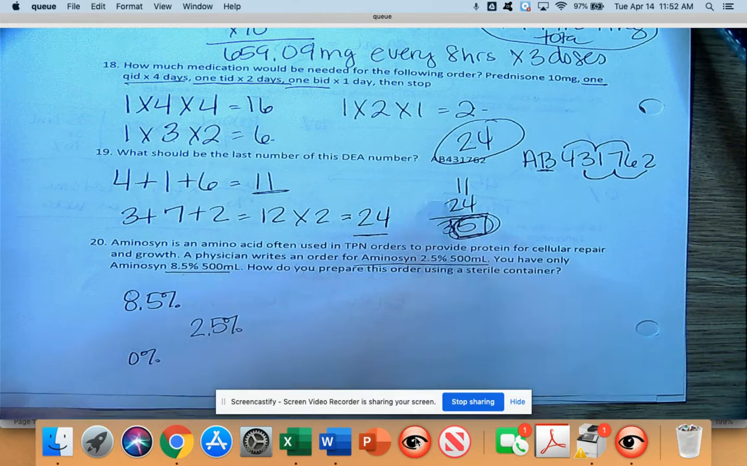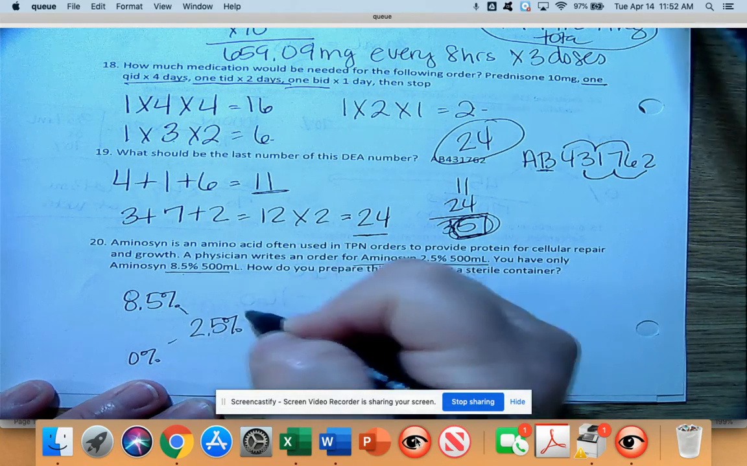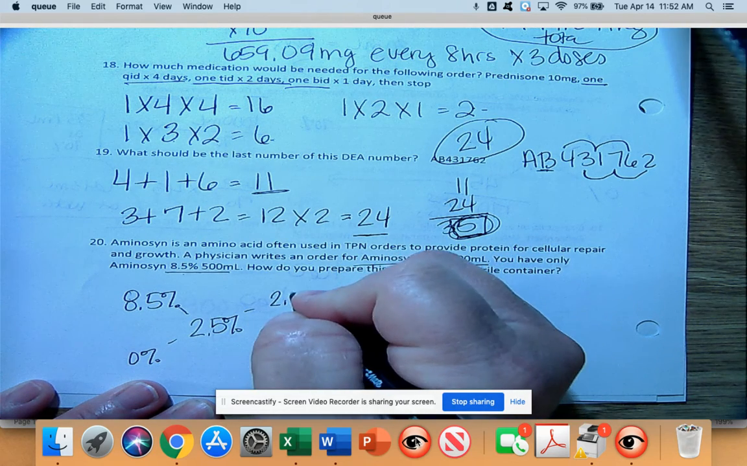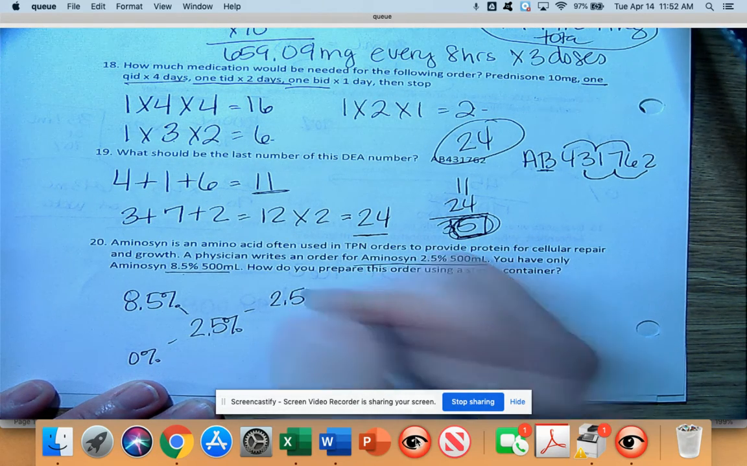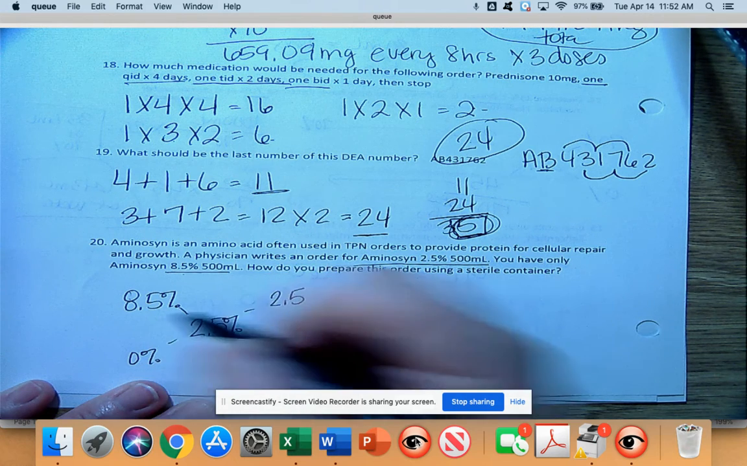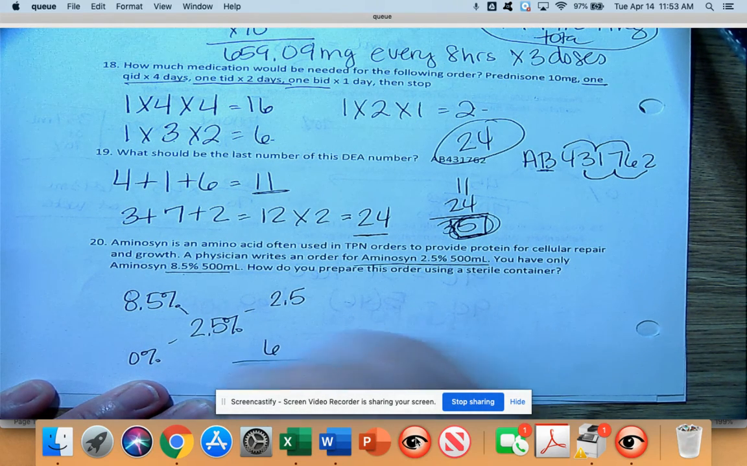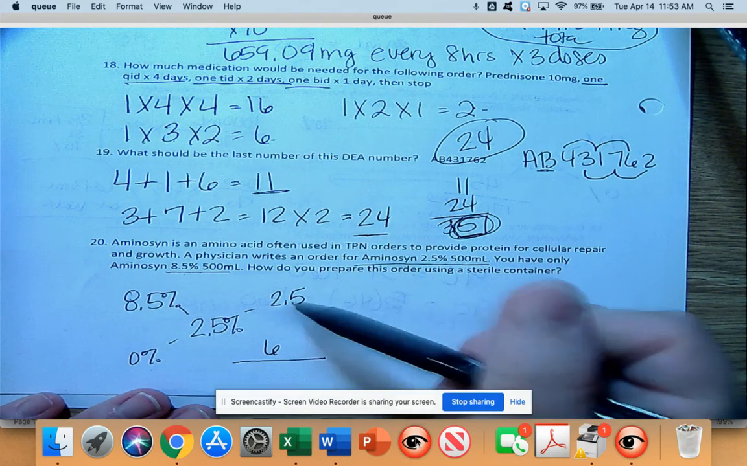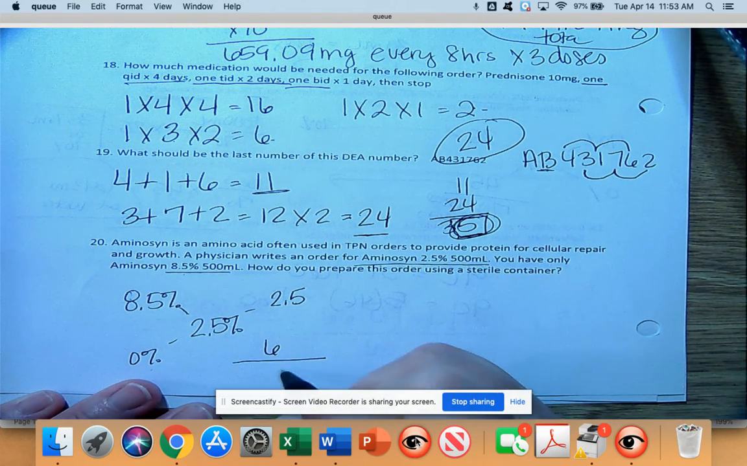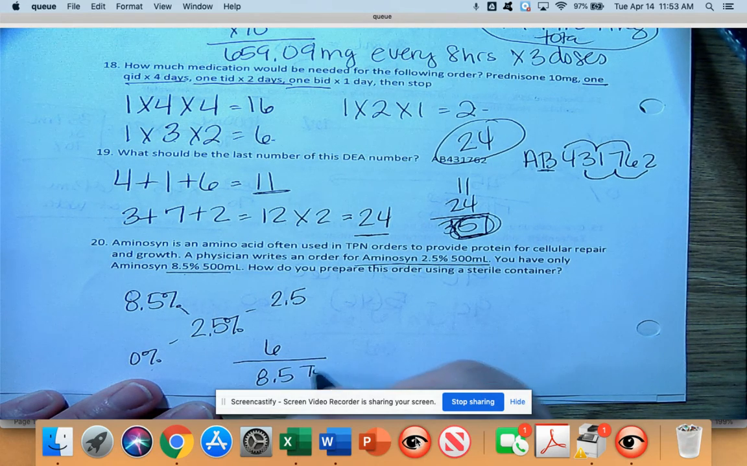They're going to give you an order, and then they're going to tell you what you have, and they may just tell you one, just like they did here, and you have to assume that you're going to dilute that with something that has no drug. So remember here, you simply subtract. I'm going to need 2.5 parts of the 8.5%, and then my water, I'm going to need 6 parts of. 6 parts of water, 2.5 parts 8.5%. I'm going to get a total of 8.5 total parts.